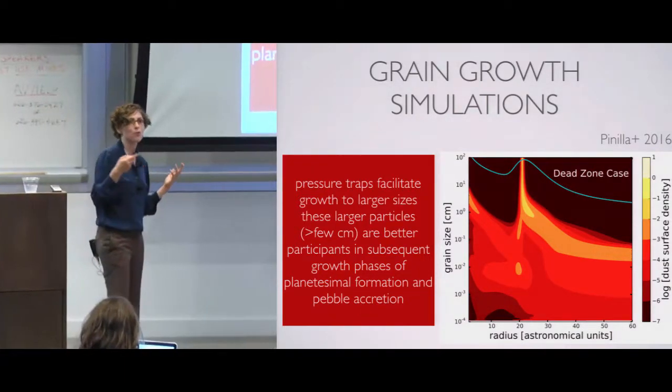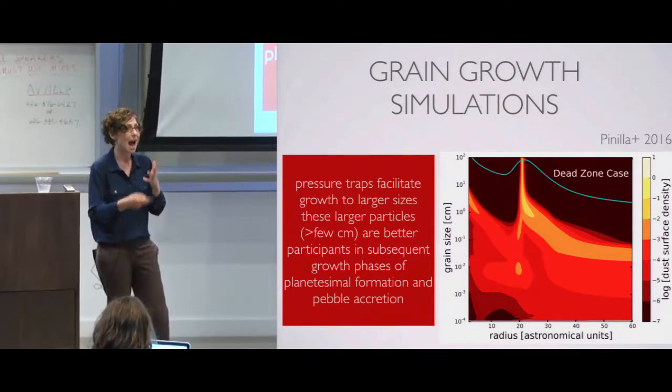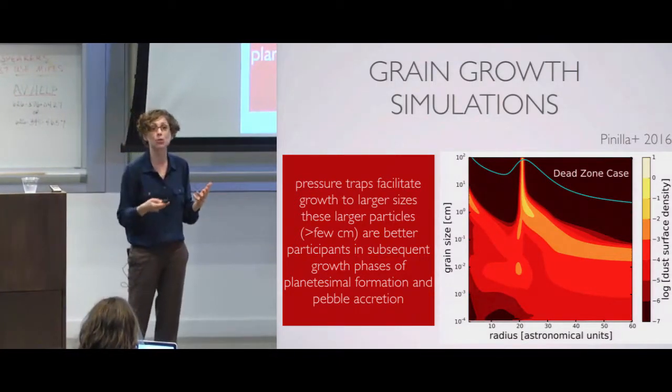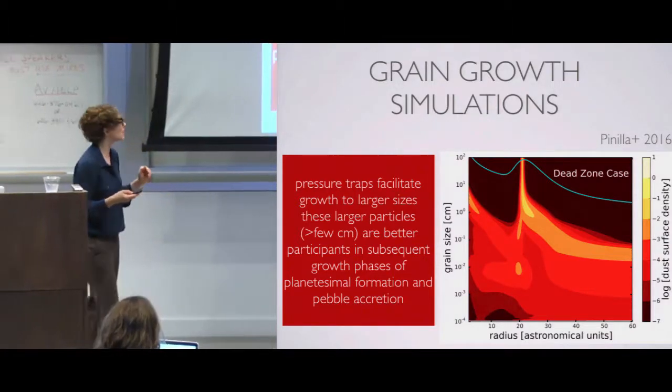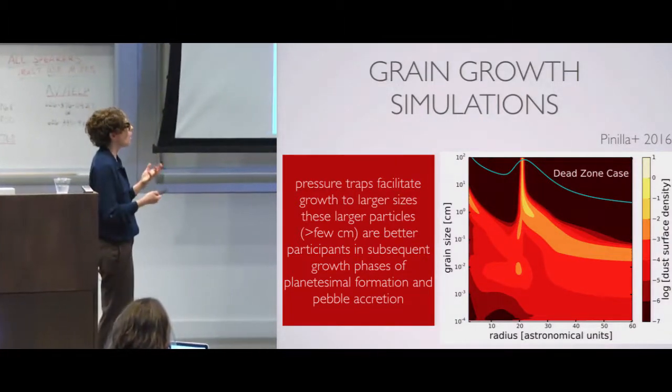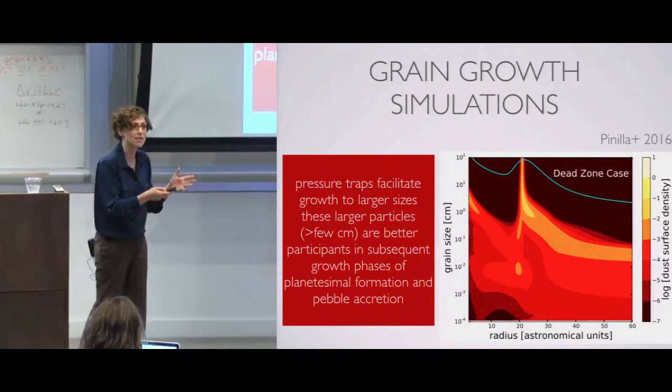And a dead zone boundary refers to a place where we change how material is transported due to magnetic fields. I don't have time to get into the details of it. But that's another thing that can create a pressure bump, because we change a physical process in the disk.